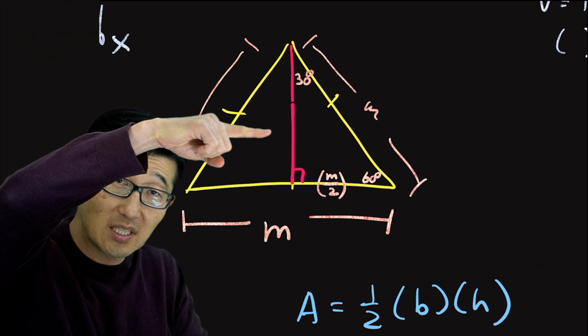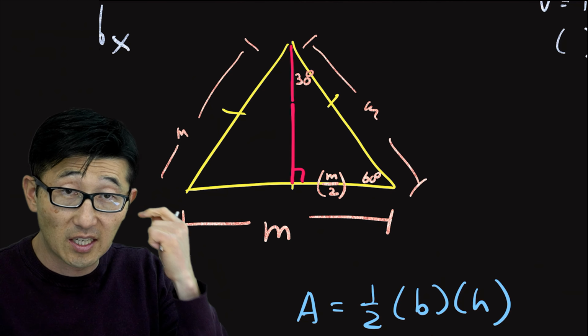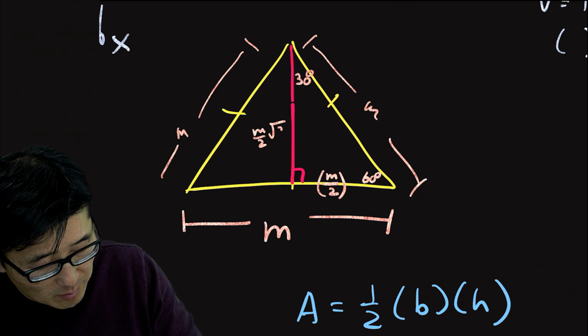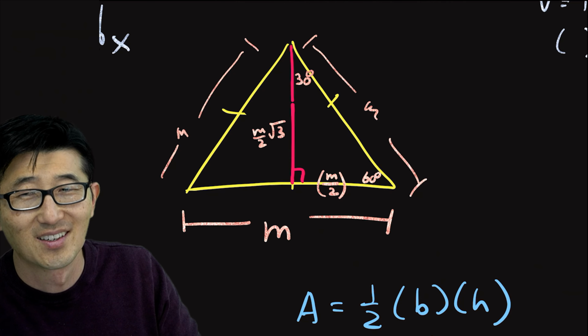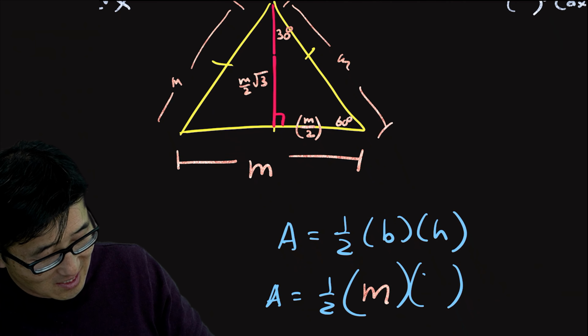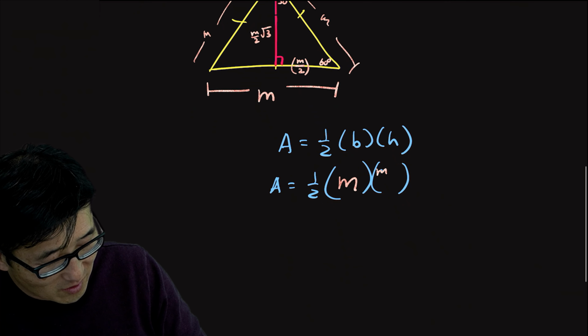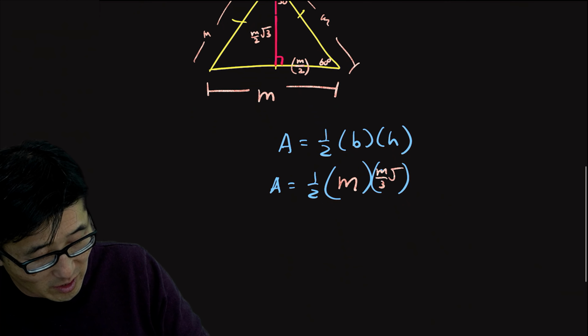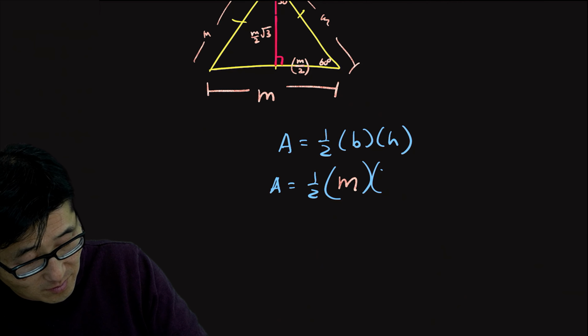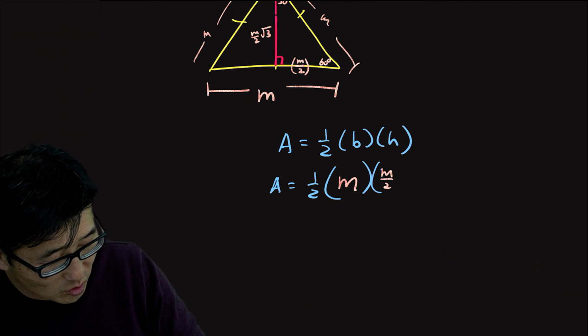And to find the missing side, if you use the 30, 60, 90 shortcut, this will be M divided by 2 times radical 3. So the height is M divided by, I'm sorry, M divided by 2 radical 3.